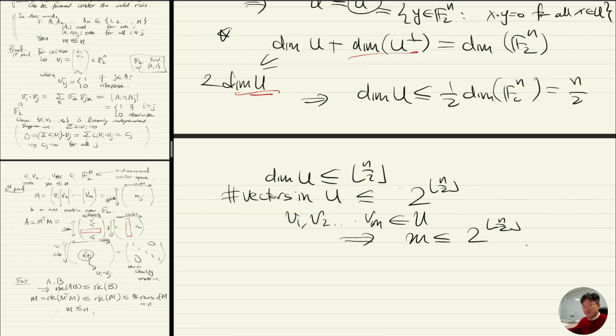So this is a linear algebraic method to prove that a certain set system cannot be too large. All right. Now let's move on to the next example in the next video.